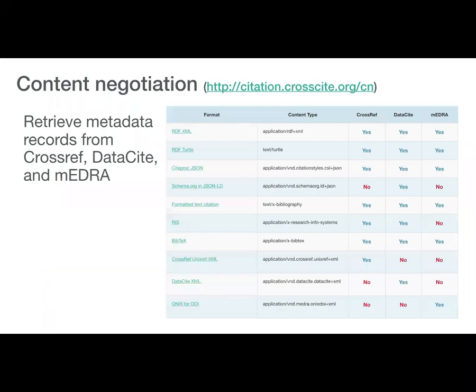Before we wrap up, I wanted to mention that we do support content negotiation, and it's not just a Crossref thing. DataCite and mEDRA also support this. So if you're comfortable with content negotiation and you have a list of DOIs, you can go to the DOI resolver and request metadata for that DOI in a variety of formats. It's not just our Crossref specific XML. You can get XML, JSON, BibTeX, RIS and RDF. So that is a good option if you have a list of DOIs that you want metadata for.